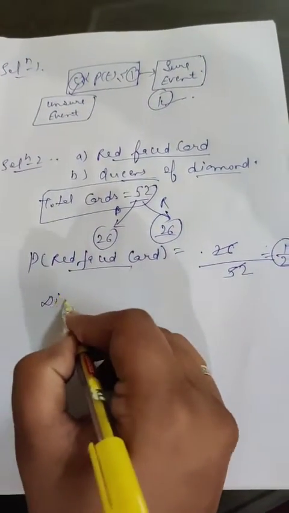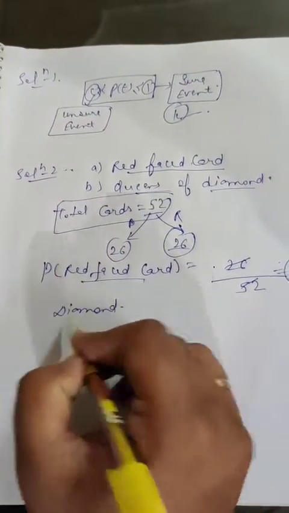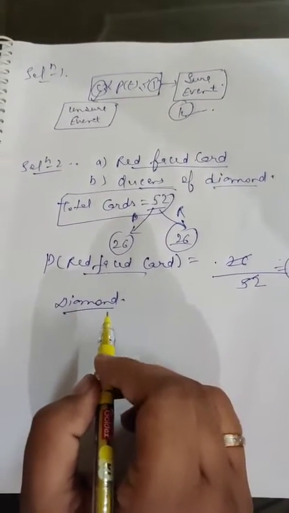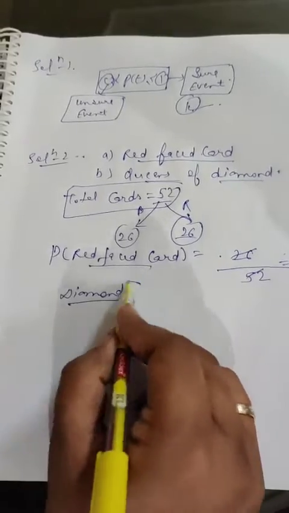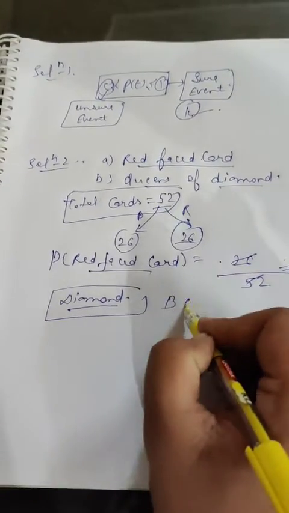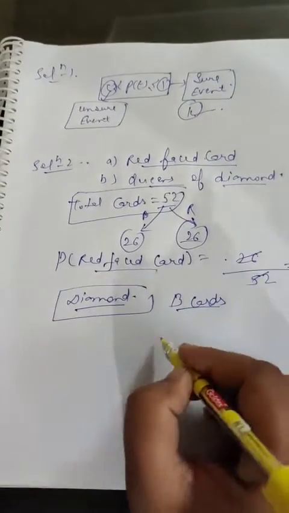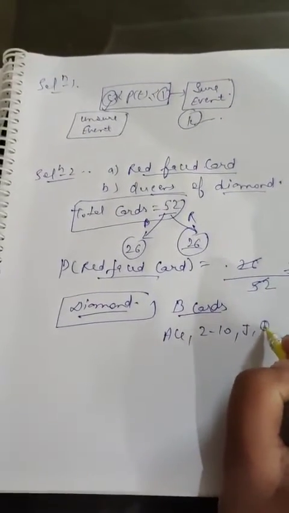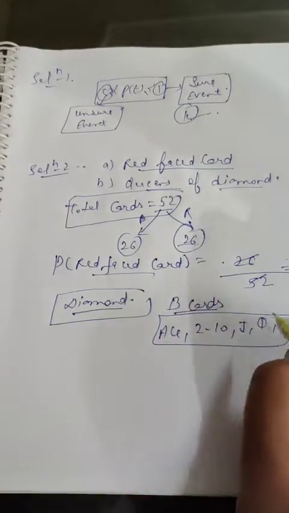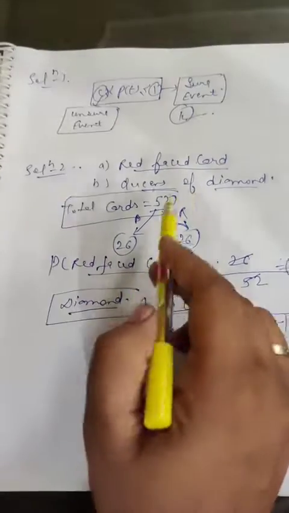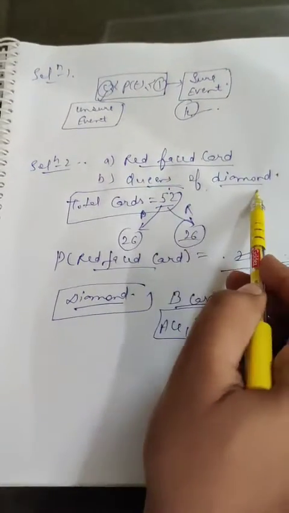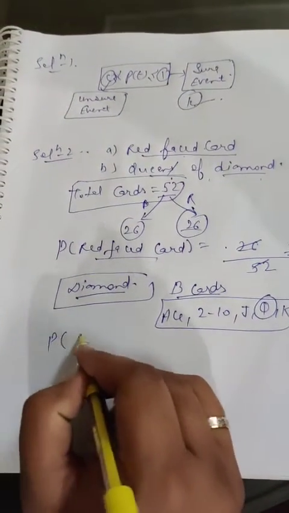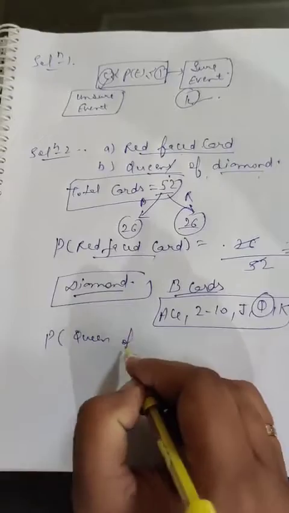As we know, diamond is one of the suits. There are 4 suits: diamonds, hearts, spades and clubs. Diamond is one suit, and it consists of 13 cards: ace, then 2 to 10, and jack, queen and king. So how many queens are there? Only 1 queen. The question is queen of diamond.